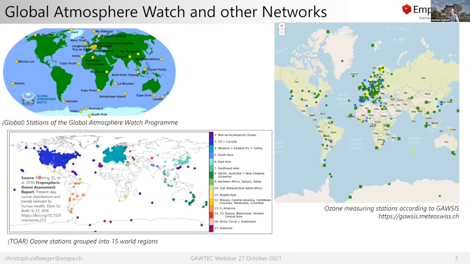Also, if you look at this publication from the Tropospheric Ozone Assessment Report, you see that there are many measurements, especially in Europe and also in North America, while other parts of the world are less well represented, and especially there are large areas without any data, especially in Africa and Russia.